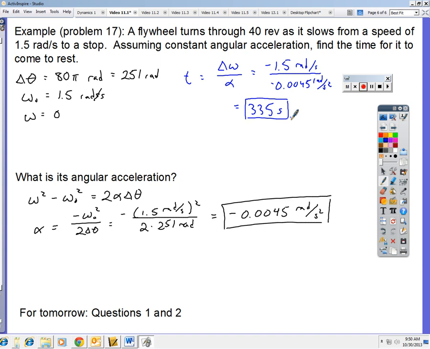So that is how we use the kinematic equations for the angular variables. And what I'm going to be checking tomorrow in class is questions 1 and 2 from chapter 11.